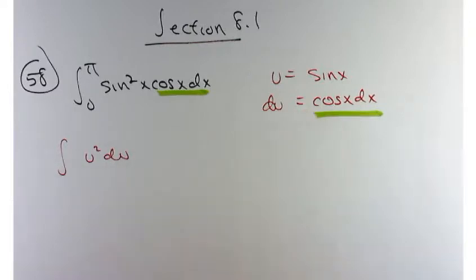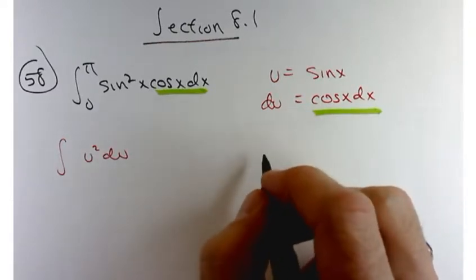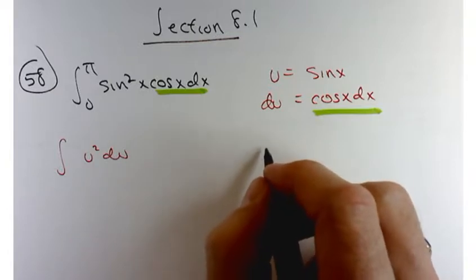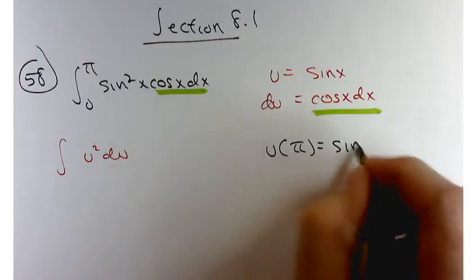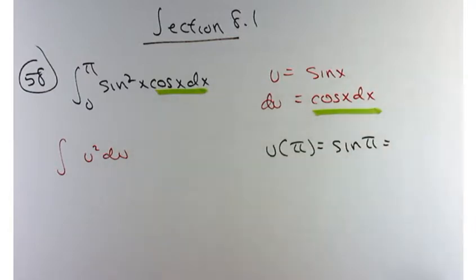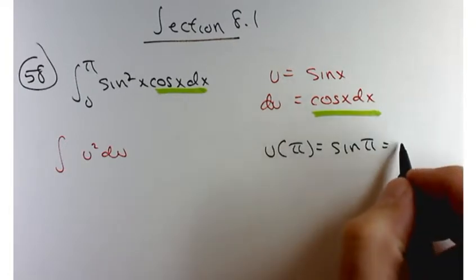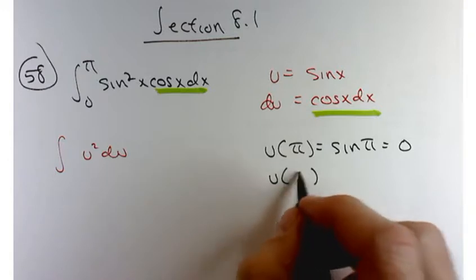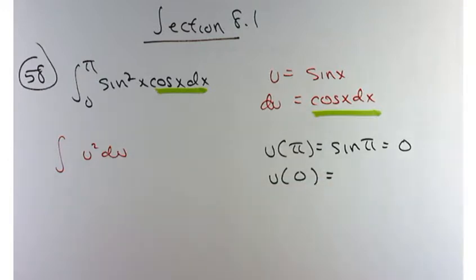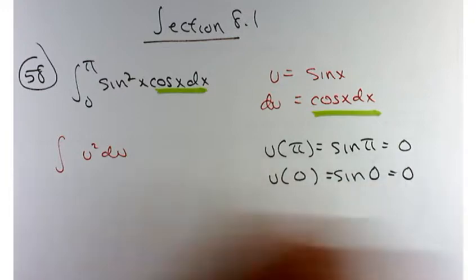Let's also take the time to change our limits of integration. And I think we might see something kind of funny here. So let's see. U of pi is going to be sine of pi. What's the sine of pi? 0. And let's do u of 0. Sine of 0. 0.